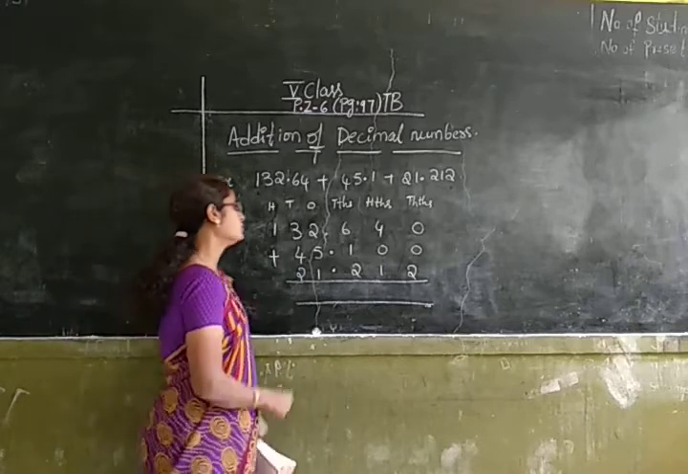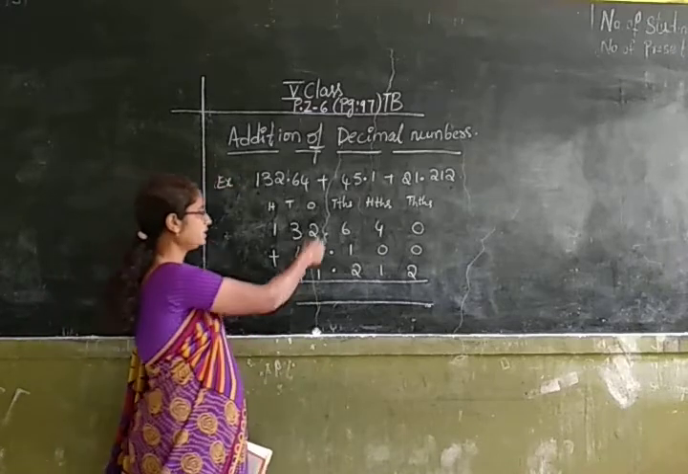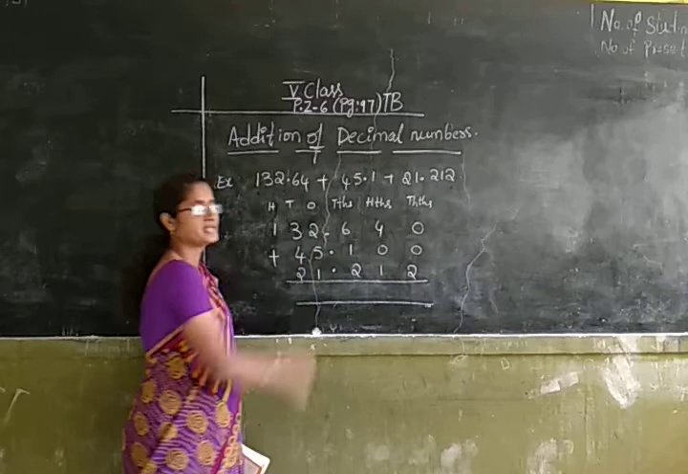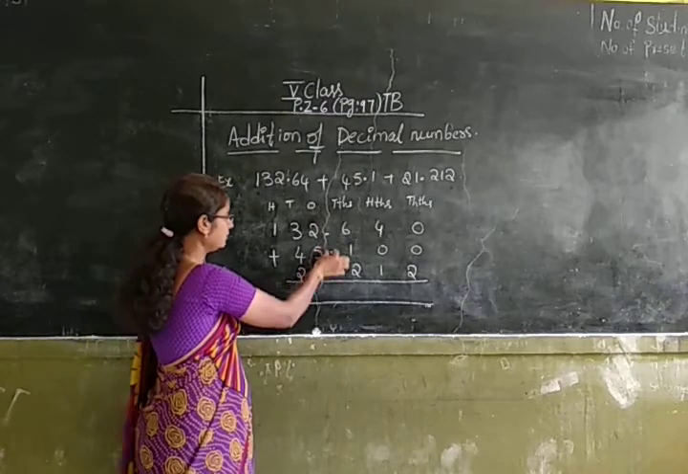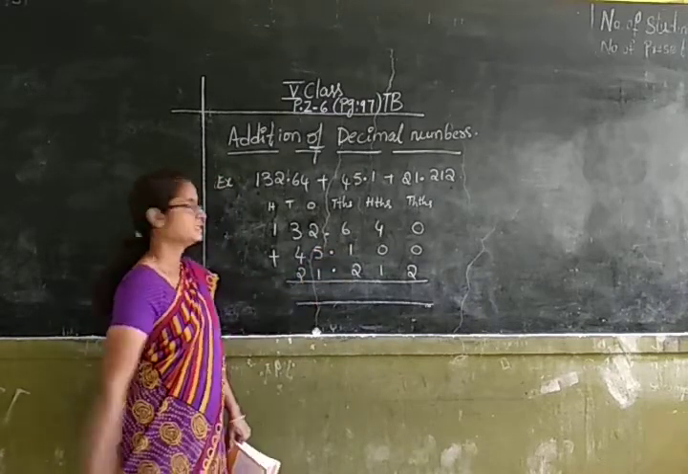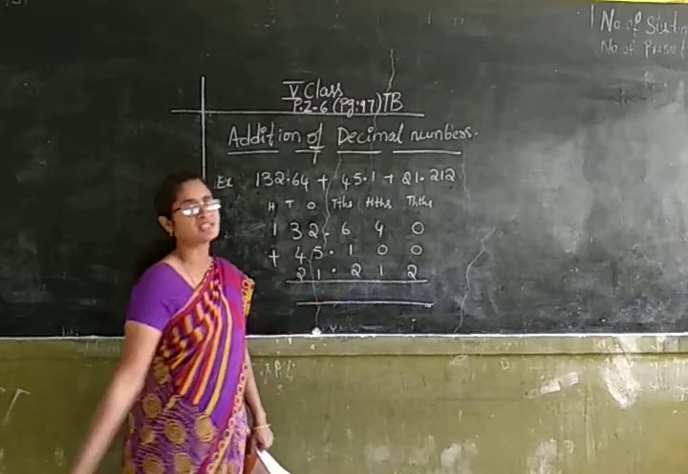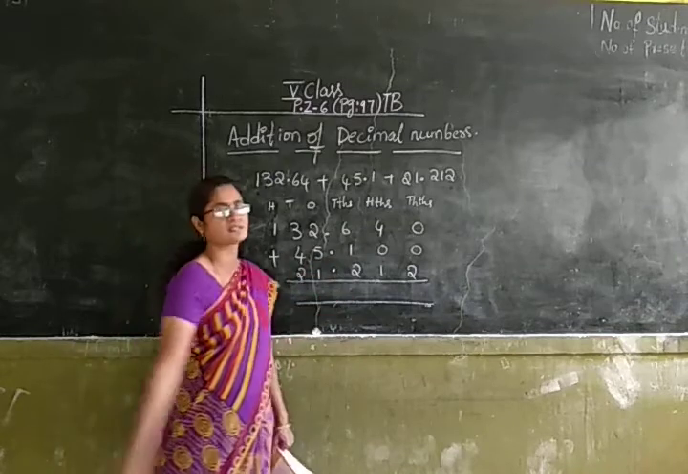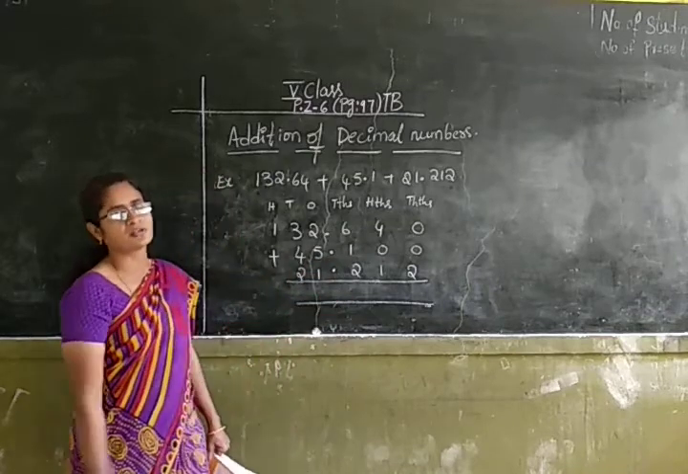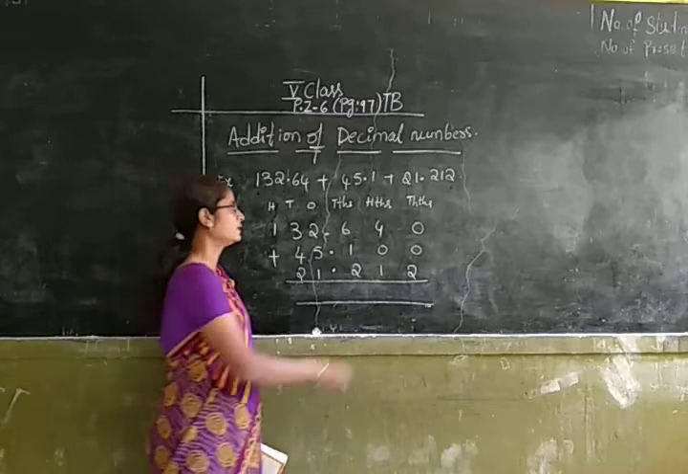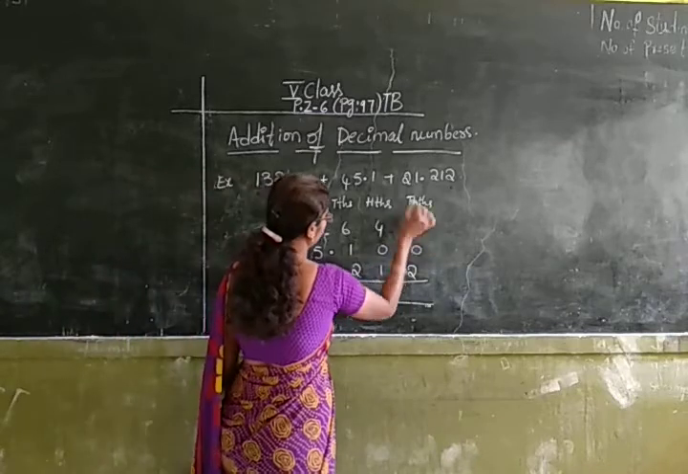Okay children? So you have to check whether the point is in one column. After arranging the numbers, you have to check whether the point is in one column. Here the point is in one column, which means I have arranged the numbers in correct places. So after arranging the numbers in columns, let us start adding. Let us start adding from thousands place.